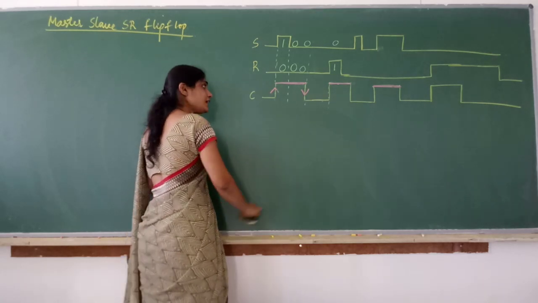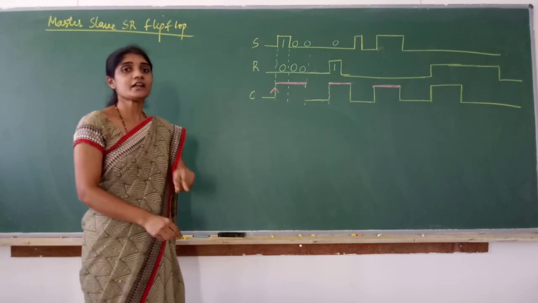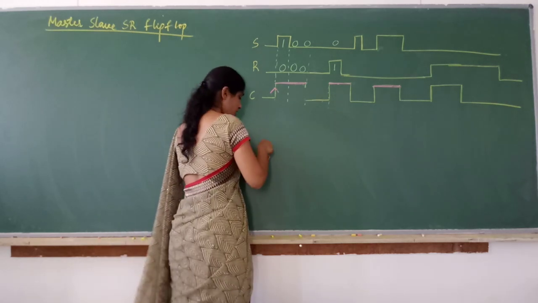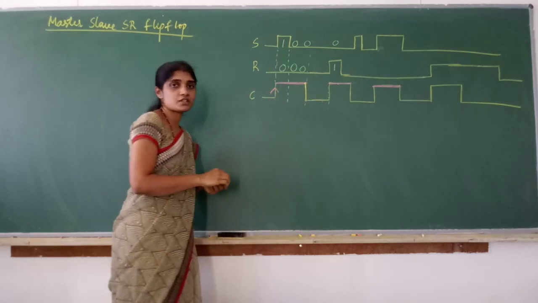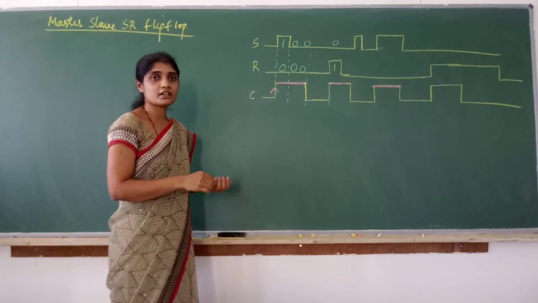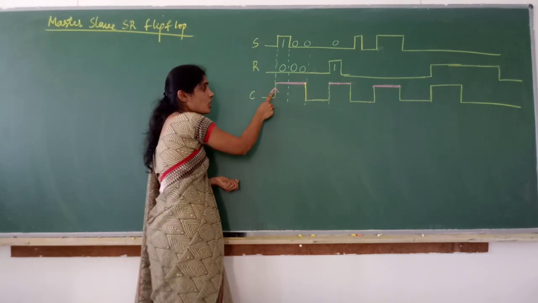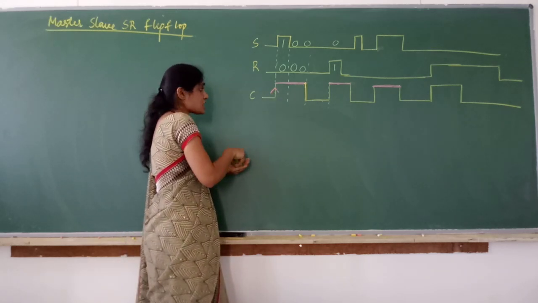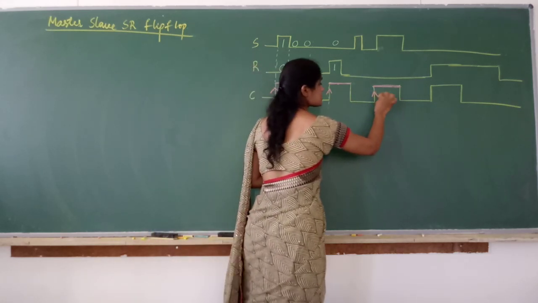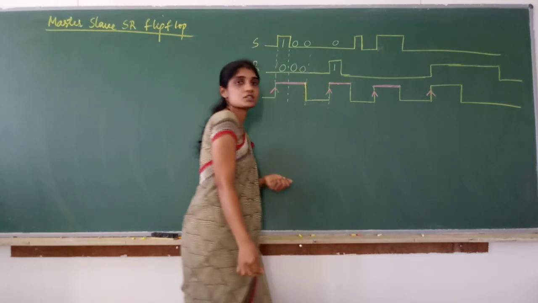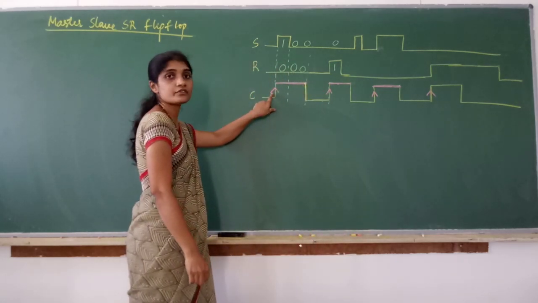So again, for edge trigger we have two types: positive edge triggered or negative edge triggered. Now assume the SR flip-flop is positive edge triggered. That means the flip-flop output will change only at the positive edge of the clock. Which are the positive edges? This is a positive edge, this is a positive edge, this is a positive edge, this is a positive edge. So flip-flop outputs will change only at the positive edge of the clock.